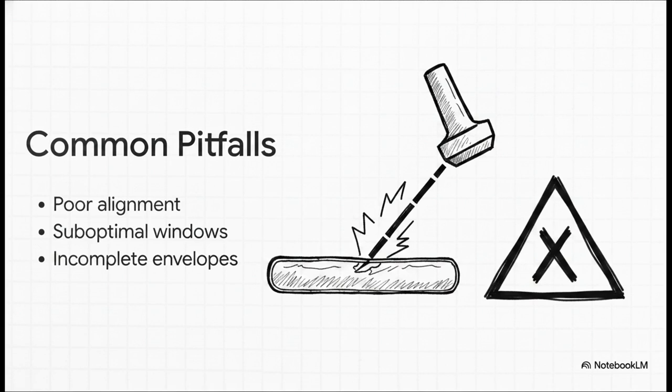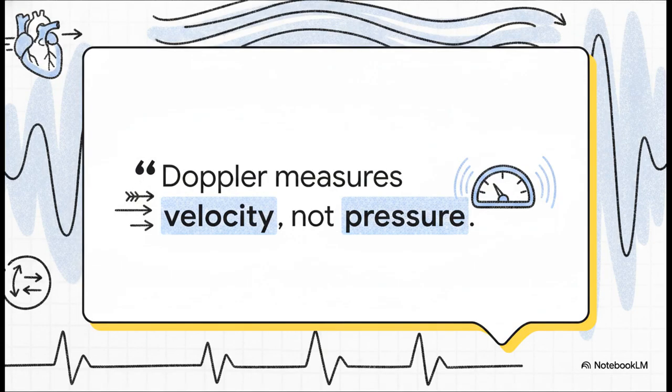And because of that squared formula we talked about, if you underestimate that velocity even a tiny bit, you're going to drastically, exponentially underestimate the clinical gradient. So let this be the golden rule you scan by. Doppler measures velocity, not pressure. Say it with me. The pressure gradients are just mathematical estimates derived from those speeds.